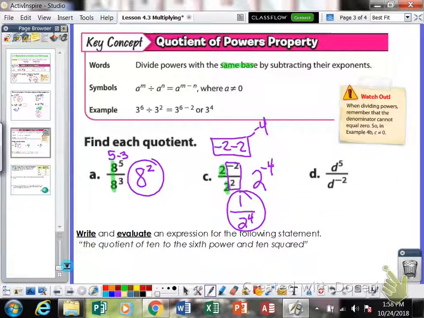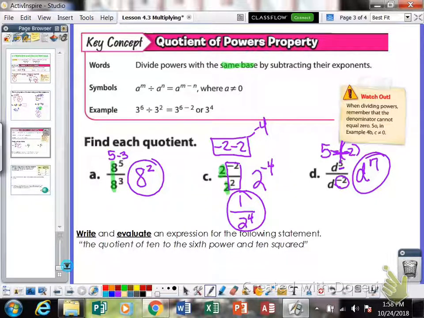In D, same thing. The D's are the same, so our base number is D. And then I got to take 5 minus a -2. Here's my 5, here's my -2. So 5 minus a -2 becomes 5 plus 2, or D to the 7th power.